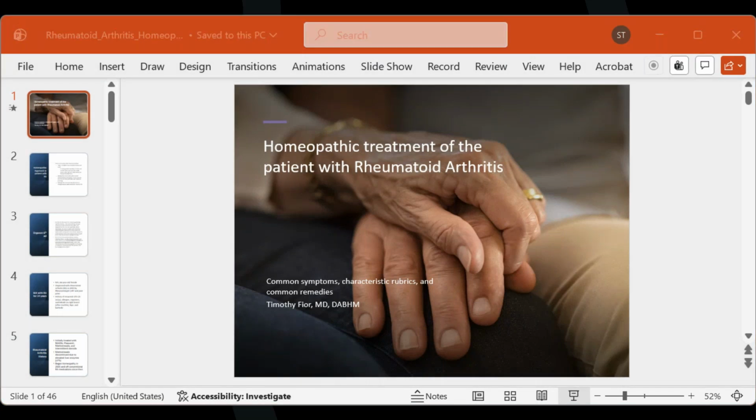So what we're going to talk about is rheumatoid arthritis. I'm going to show one patient with rheumatoid arthritis and follow over time. We're going to look at some characteristic rubrics and remedies, common remedies. But the way it works in homeopathy is you have to take a complete history, and any remedy can be used for any condition at any time, right? That's just the reality. That's the same for every other condition.